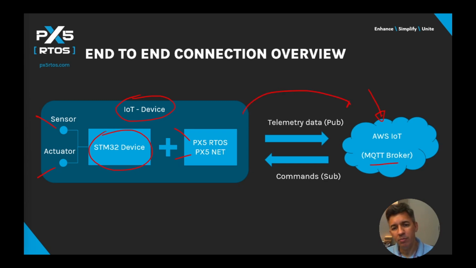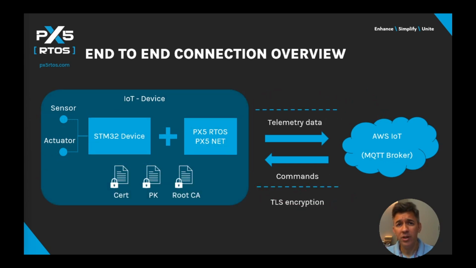And the device will be publishing or sending telemetry data, so the temperature data, and it will be subscribing to get commands from AWS IoT, which in turn will turn the LED on and off. And of course, because this is an industry grade kind of scenario, this connection between the device and AWS IoT is not open. It has TLS encryption. And for that, the device will also have the certificate with a PK and the root CA in order to establish this secure connection between device and AWS IoT.